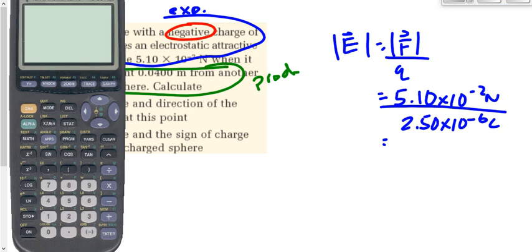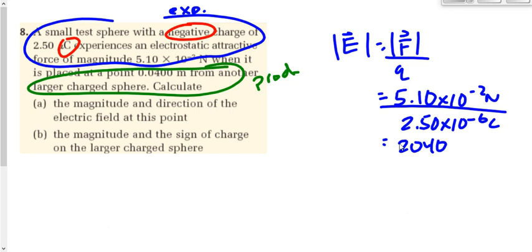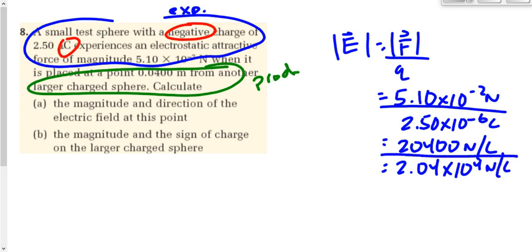So let's do the math here. What do we got? 5.1 times 10 to the minus 2 divided by 2.5 times 10 to the minus 6 gives us a value of 20400, which we're going to round to 2.04 times 10 to the 4 newtons per coulomb. Does that make sense?